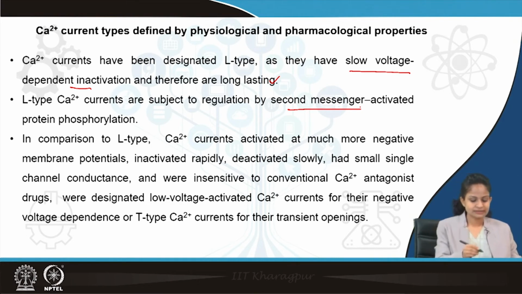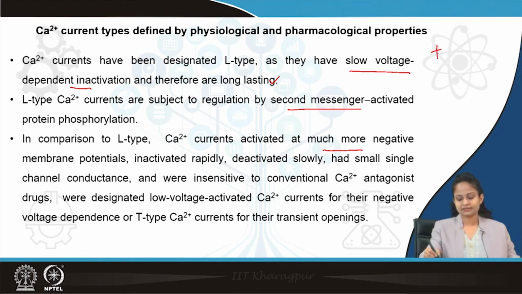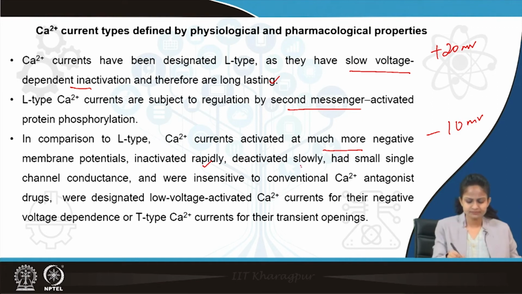In comparison to L type of calcium channels, the T type of calcium channels are transient type. So they usually get activated at much more negative voltage. Suppose L type gets activated at plus 20 millivolt, while T type will get activated at minus 10 millivolt. So they get activated at much more negative membrane potentials. They get inactivated very rapidly, deactivated slowly. They have some small single channel conductance, and also they are insensitive to conventional calcium antagonists.